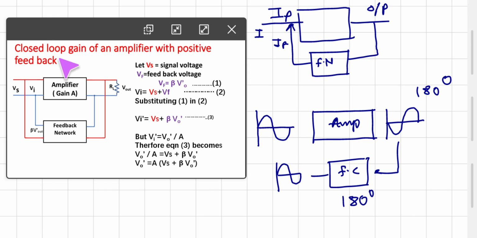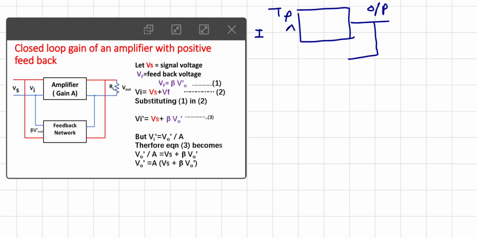So here it is the closed loop gain of an amplifier with positive feedback. Here we see this is an amplifier with gain. We know that the gain of the amplifier AV is nothing but the relation between V out and V in.